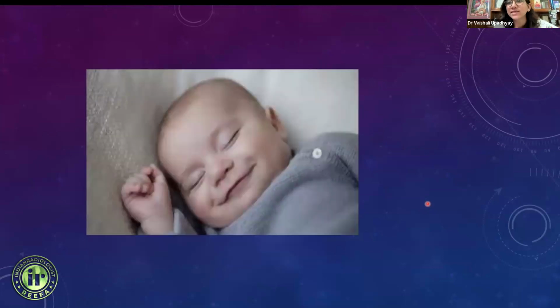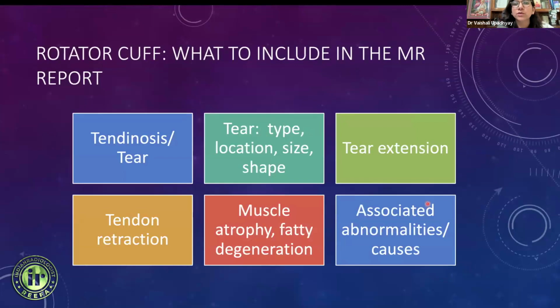Now, for those of you who have been sleeping soundly, it's time to get up, because now we are going to begin with the most important part of the presentation. Okay, and this is what to include in the MR report.